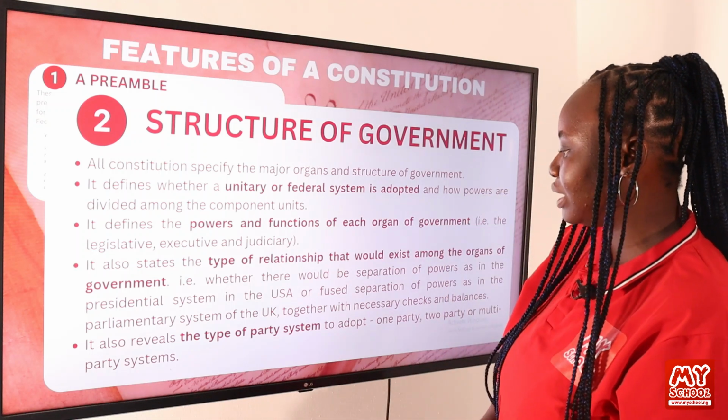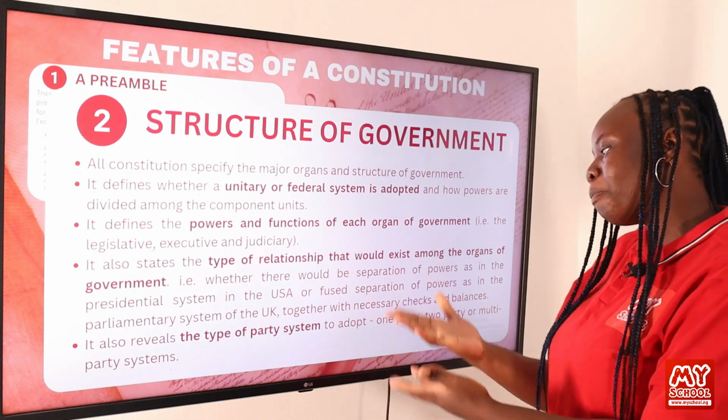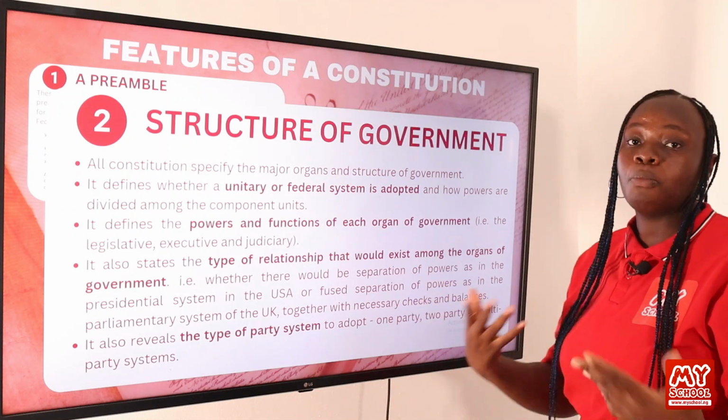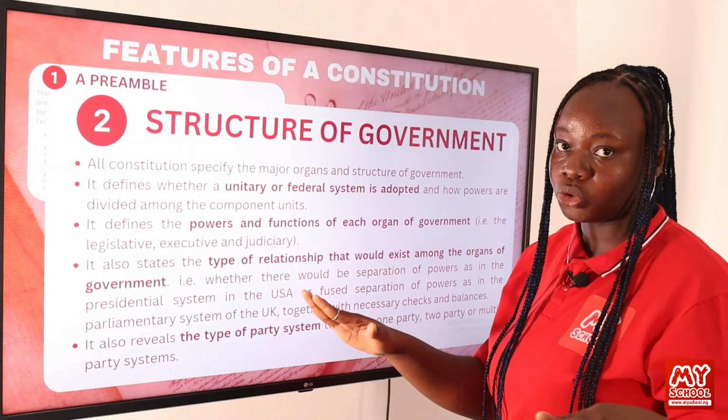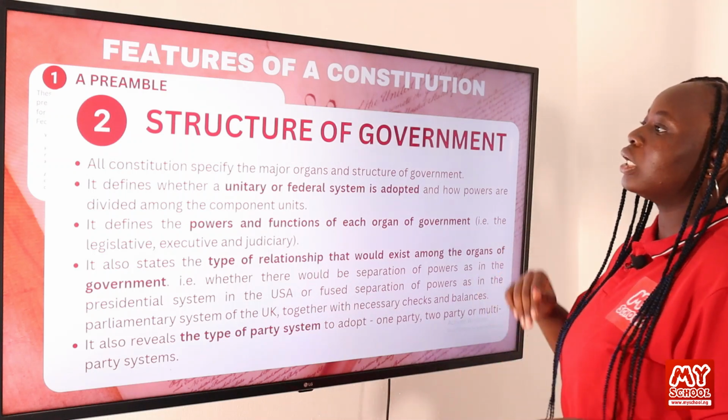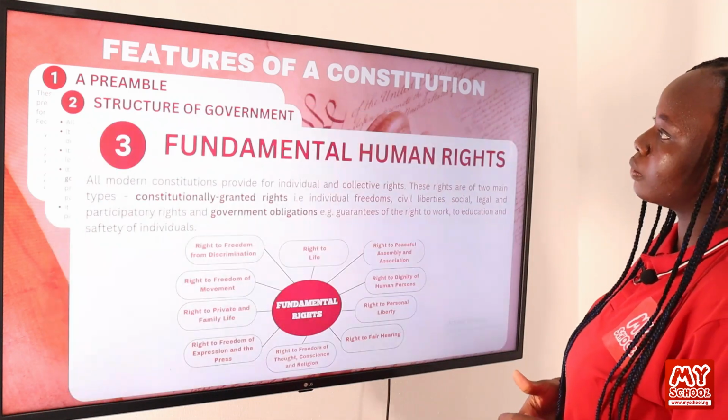So it also reveals the type of party system to adopt. Is it a one-party state, a two-party, or a multi-party system? So here in Nigeria, we adopt a multi-party system. We have several political parties within the nation. Now let's move on to other features of the Constitution.